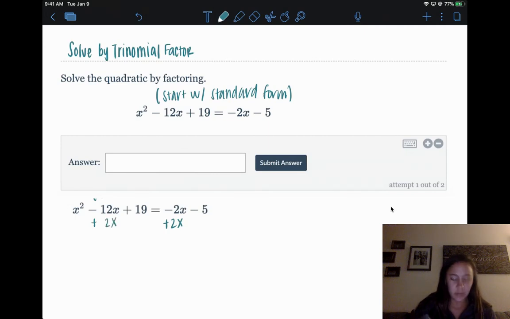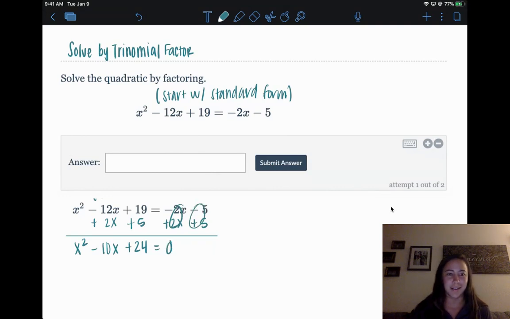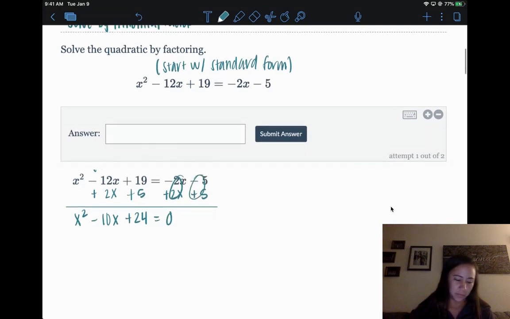We can also do this in one step if you want. So add 5 to both sides, so add our constants together. Bring down what we know. We have x squared, negative 12x plus 2x gives us negative 10x, plus 24 is equal to, now these both equal 0, so we just have 0 on that right side. So it's now in standard form.